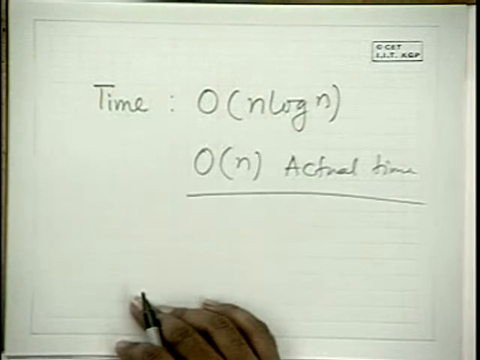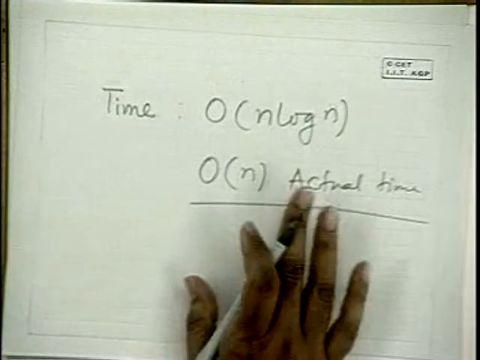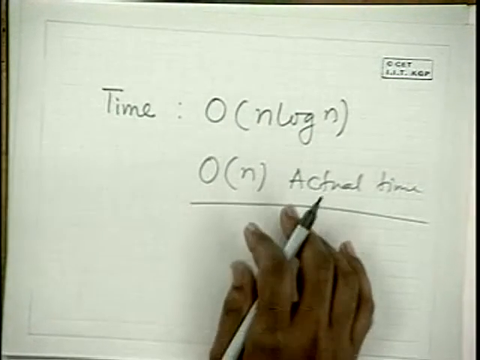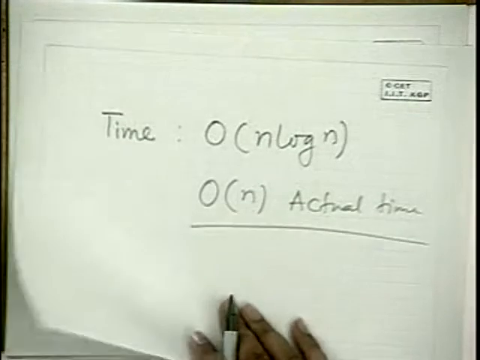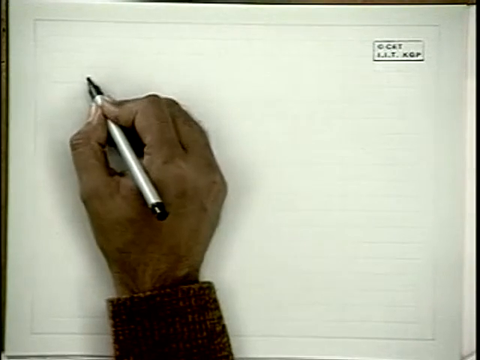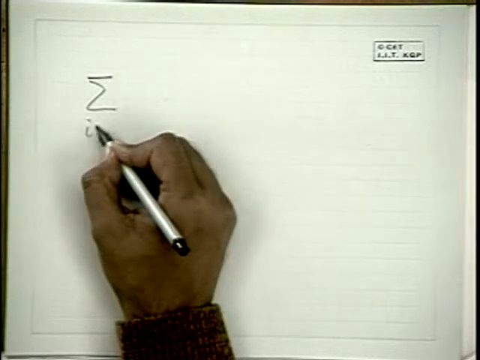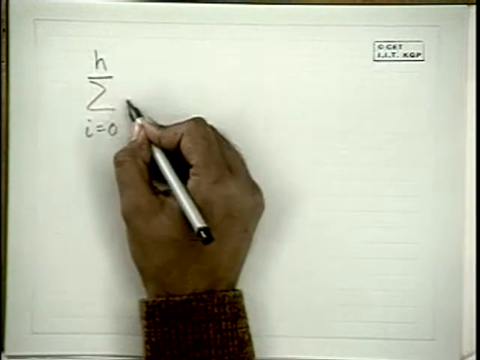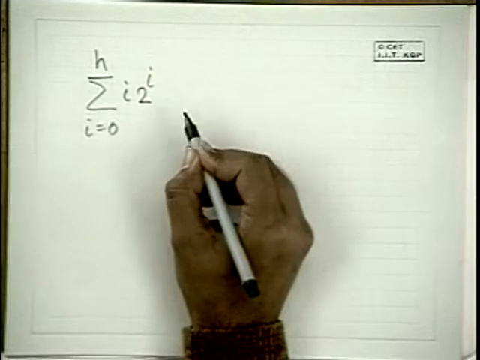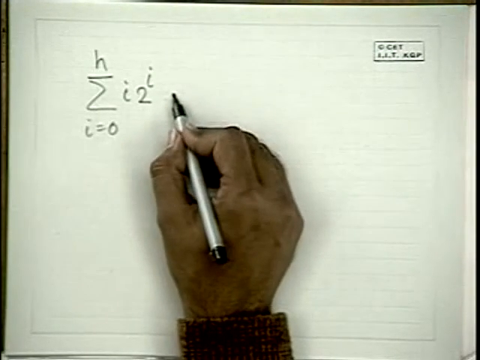Okay, so before I prove to you that it actually is taking order n time, I need some very basic algebra, school level. So I need these functions basically: sigma i equals 0 to h of 2 to the power i. You can check.